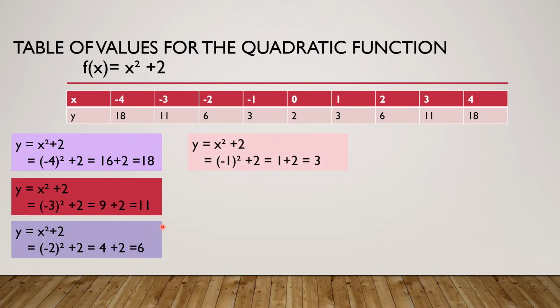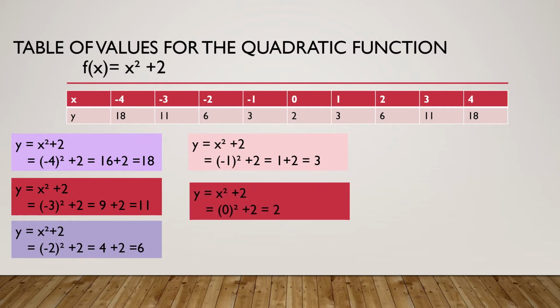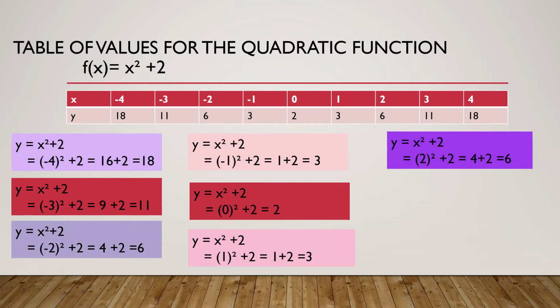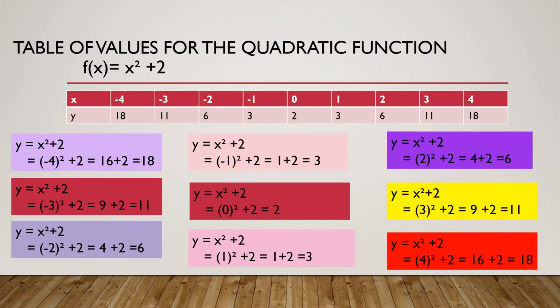Okay, the next is, if x is equal to negative 1, so negative 1 squared, that is 1, then plus 2, that is 3. If x is 0, then y is 2. If x is 1, 1 plus 2, that is 3. And if x is 2, 2 squared, that is 4, plus 2, that is 6. X is 3, 3 squared, 9, plus 2, 11. And the last one, if x is 4, 4 squared, 16, plus 2, that is 18.